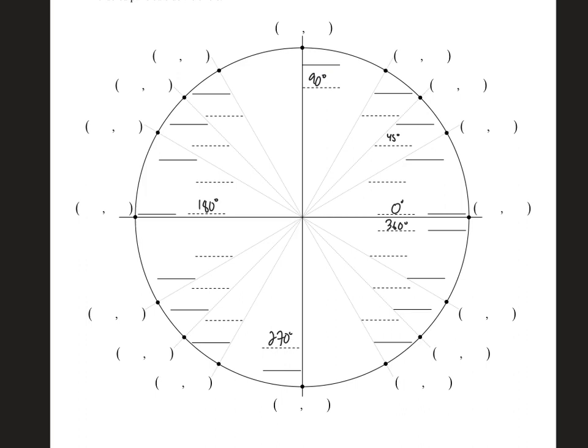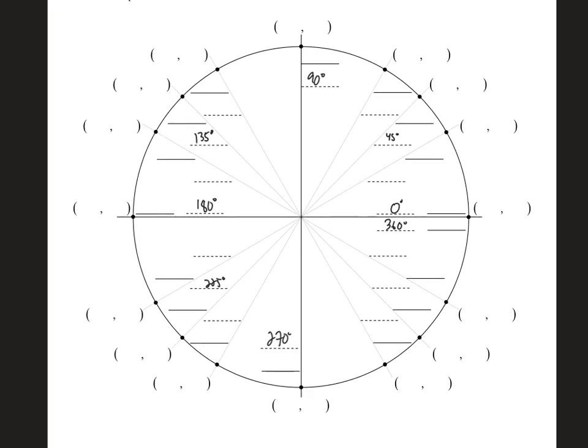So 45, 2 times 45 is 90. Again, that's 135. Another 45 gets me to 180. Another 45 gets me to 225 degrees, so splitting each of my quadrants. Another 45 gets me to 270. Another 45 gets me to 315. And another 45 gets me all the way around to 360.